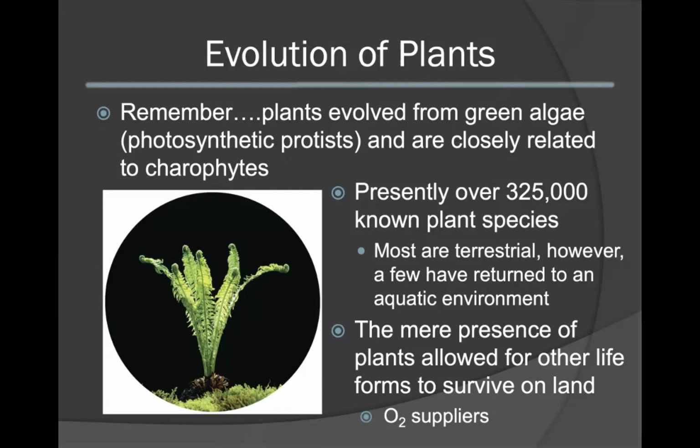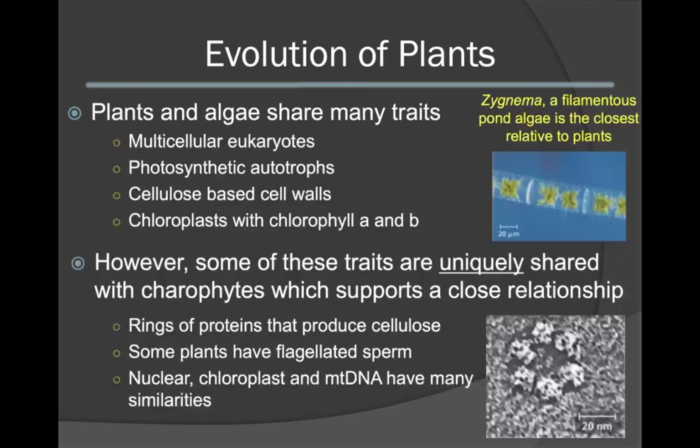The mere presence of plants on Earth allowed for other life forms to survive on land. This is because they are major oxygen suppliers for other organisms to use for aerobic respiration.